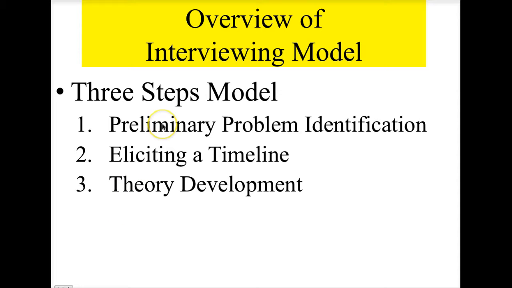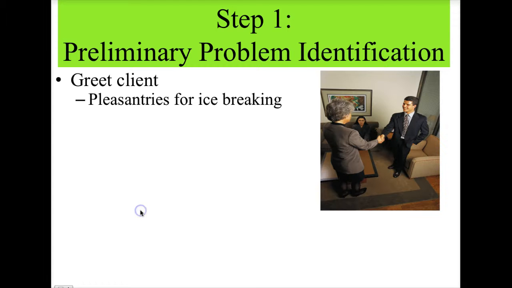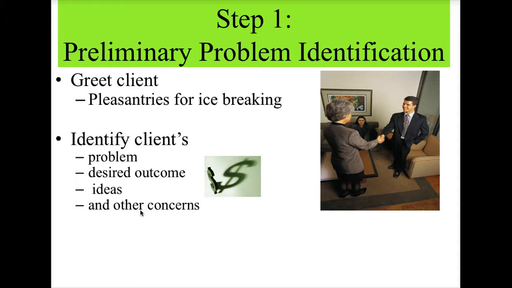Let's look at the first step in the model, preliminary problem identification. You should greet your client and try to establish a rapport. This is very important as you may have to ask your client personal or embarrassing questions later in the interview. It's important to identify your client's problem. Here we know that Miss Parsons has been injured in a collision with a vehicle while rollerblading.